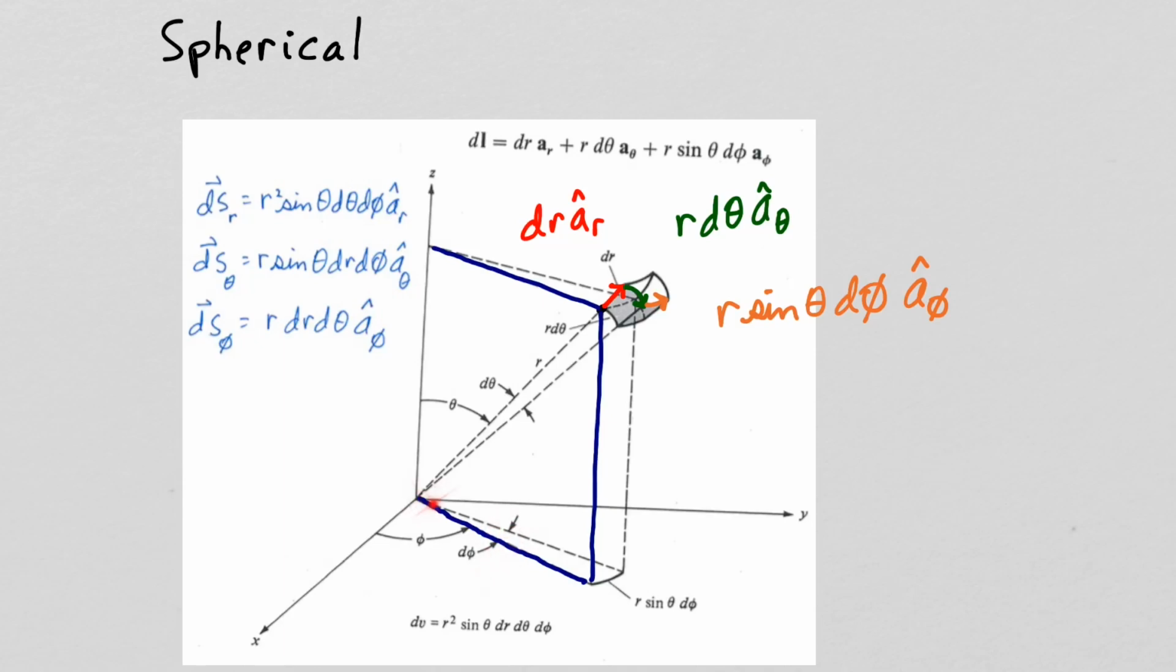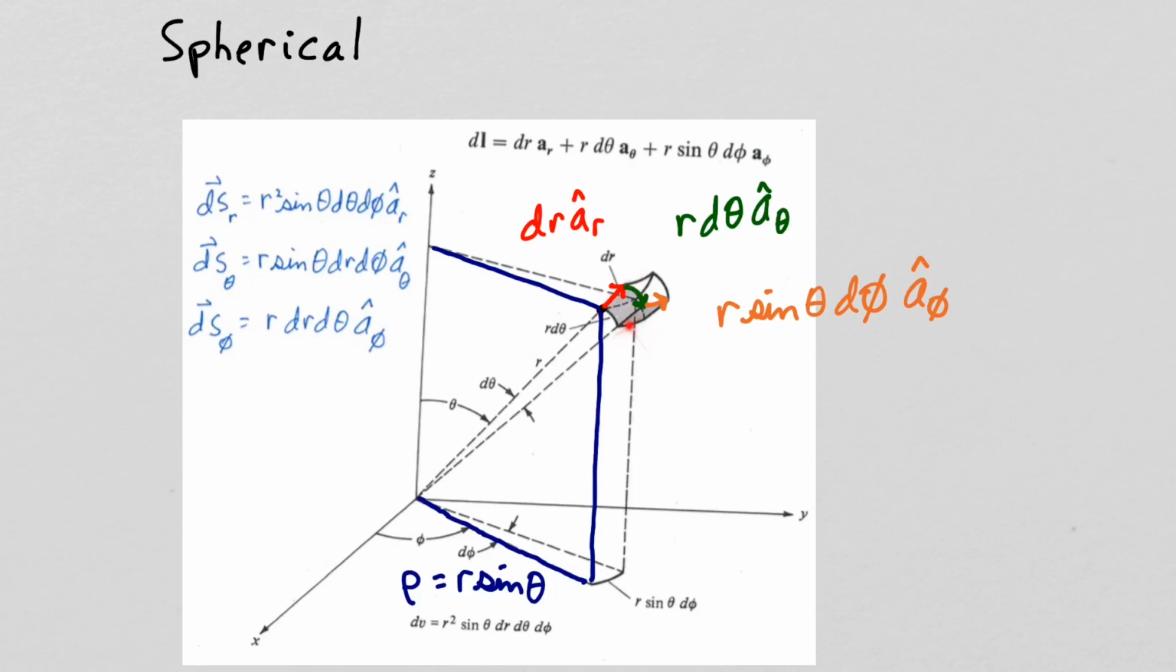When we change phi, we're not sweeping at a radius of r, but we're sweeping at a radius of rho. This length and this length are both rho of our cylindrical coordinate system. If you look at this right triangle, the hypotenuse is r, so this length here will be r times the sine of theta. Our differential length will just be the vector sum of these three vectors. The differential volume will just be the volume of this cube, which is the product of dr, r d theta, r sine of theta d phi.